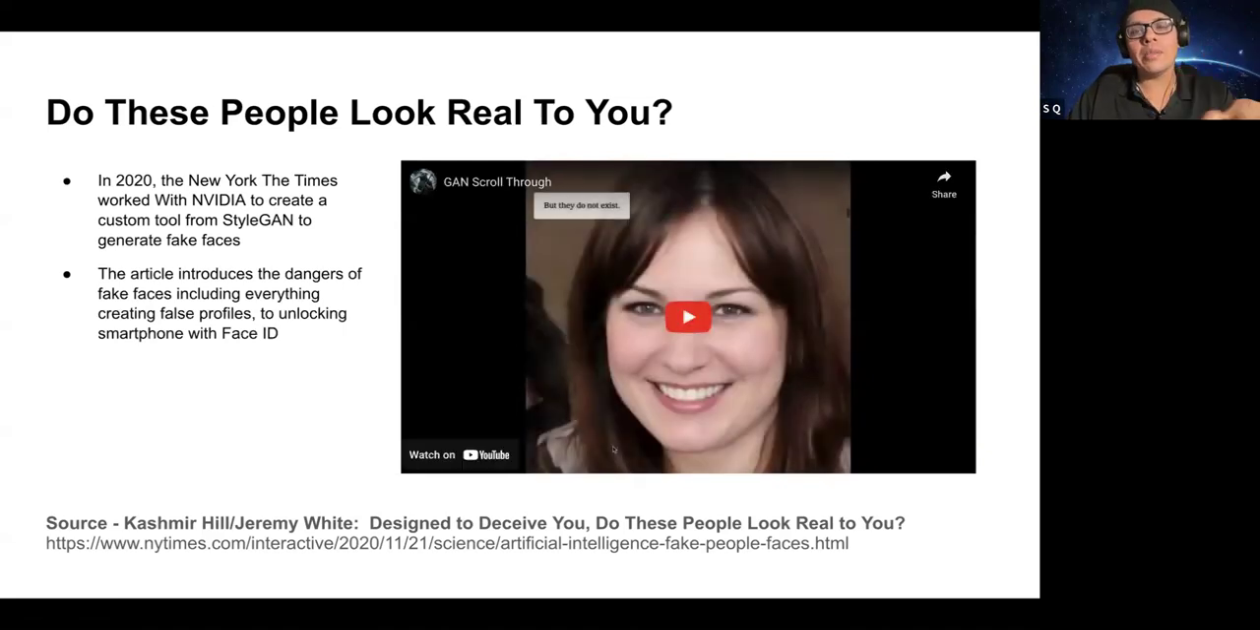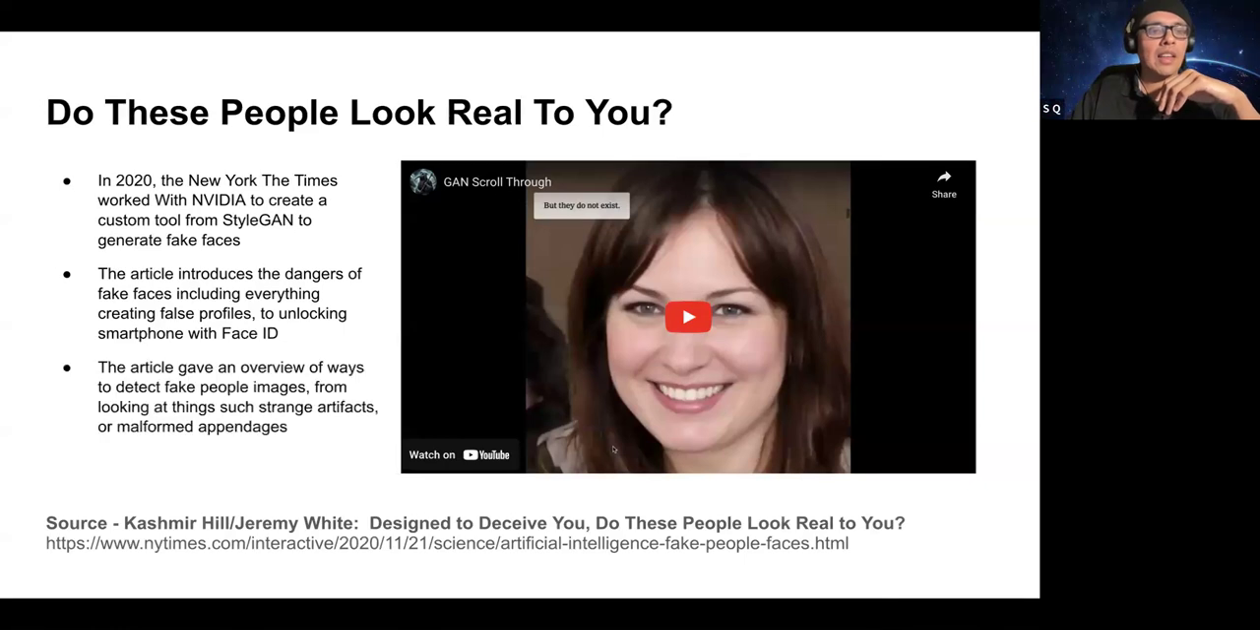The point of the article, besides showing you the capabilities of StyleGAN, was to introduce everything related to generative AI at that point in 2020/2021, that year that was coming up after, which included the dangers of fake faces, including false profiles, being able to unlock smartphones with Face ID, things like that. And the great thing about the article was that it gave an overview of ways to detect fake people in images, like looking at things such as strange artifacts, malformed appendages.